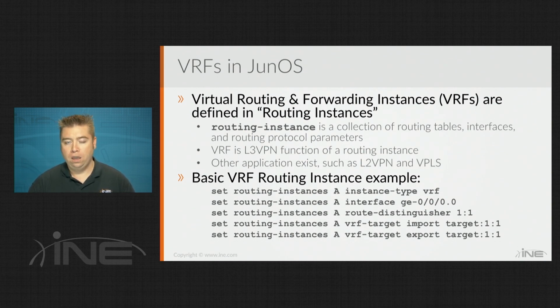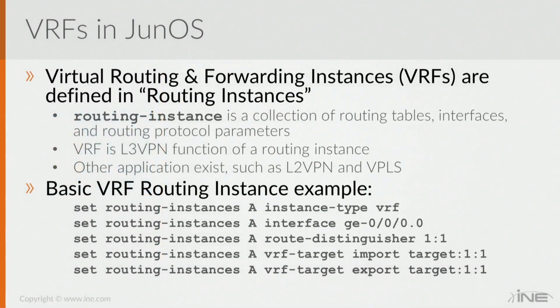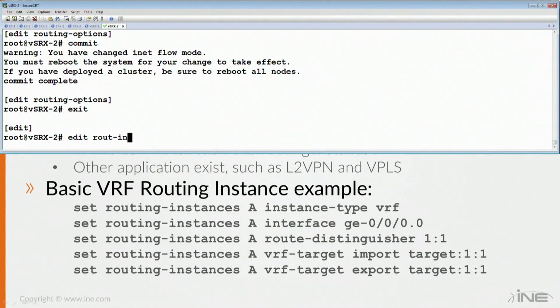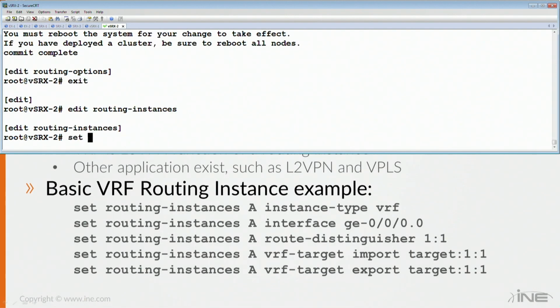But even in the case that you are doing VRF Lite, which is just multiple routing tables without doing MPLS and without doing multi-protocol BGP, you still are required to define both the route distinguisher and the route target. So if we were to create this table here, we'll see that there's a key functional difference between JunOS and IOS. If we edit routing instances, and we set whatever we call it, VRF A, and we say the instance type is a VRF.